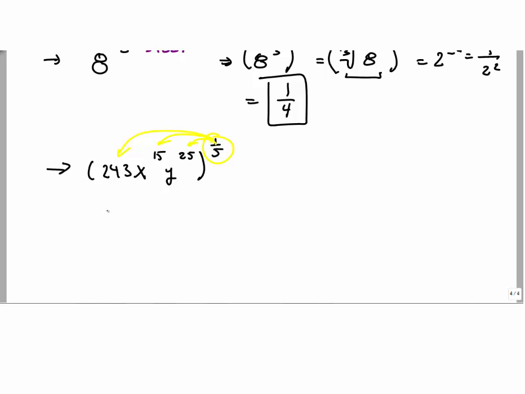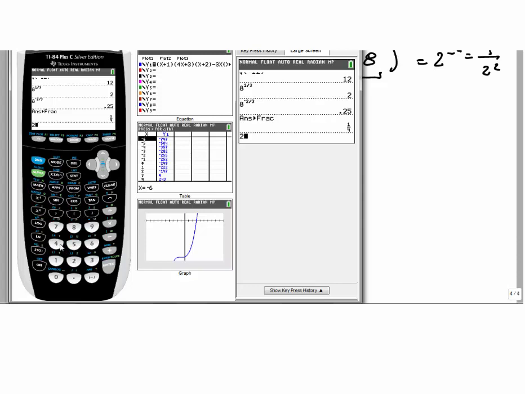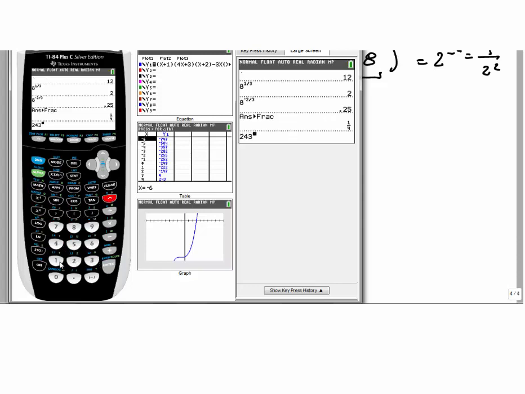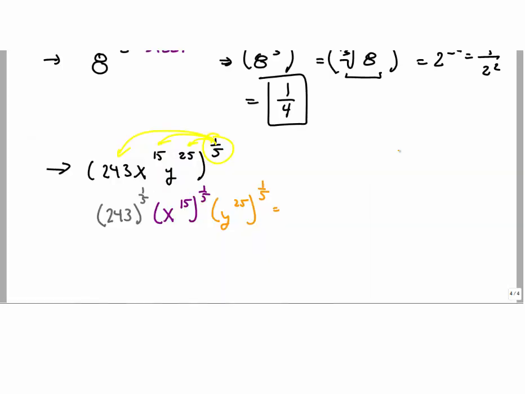So this is going to be 243 to the 1/5, x to the 15th to the 1/5, and then our last one here, let's do y to the 25th to the 1/5. Now 243 to the 1/5, that means what number do you multiply by itself 5 times to get 243? Well, let's grab our calculators here. 243 exponent and then 1 divided by 5. 3. Okay, if I multiply 3 times 3 times 3 times 3 times 3, I'll get 243. So my first expression here is just a 3.